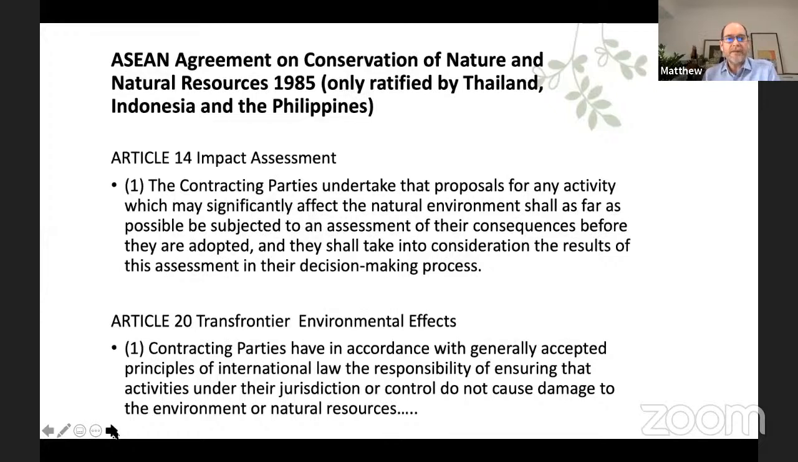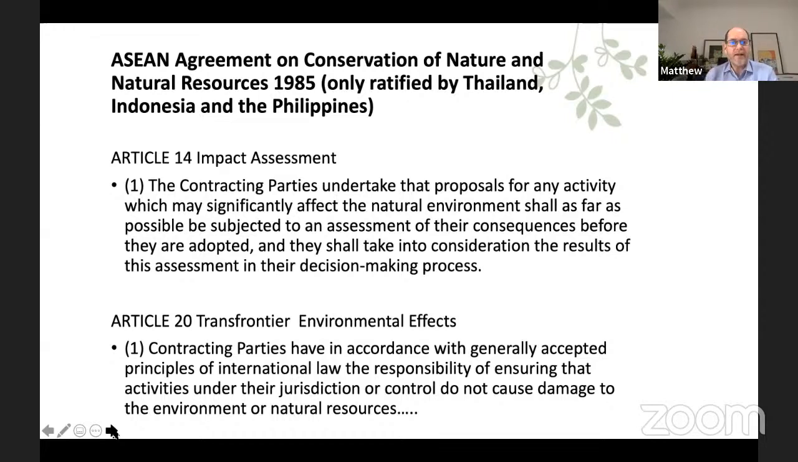Now, ASEAN itself did actually draft an agreement which included impact assessment and transfrontier or transboundary environmental impacts. This was negotiated and concluded in 1985, but it was only ratified by Thailand, Indonesia, and the Philippines. So this agreement on the conservation of nature and natural resources has not yet entered into force. In some ways, it was a precursor to many of the principles that were ultimately adopted in 1992 in the Rio Declaration.